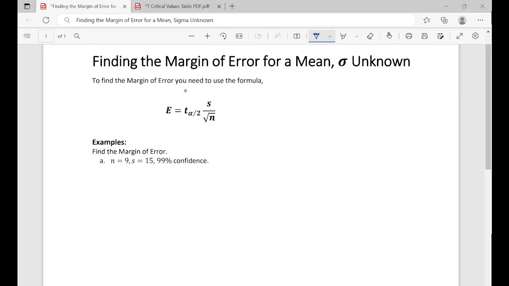To find the margin of error, you need to use the formula E equals t sub alpha over 2 times the sample standard deviation s over the square root of n. We use t in this case because sigma is not known. The population standard deviation is not known. That's why we use t in this case instead of z, so be mindful of that.